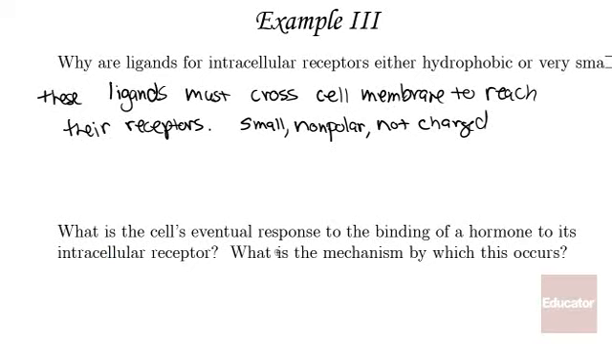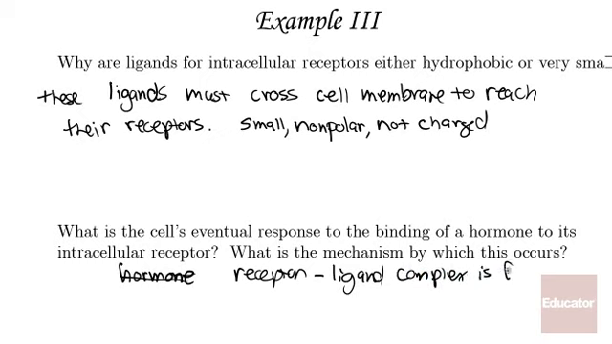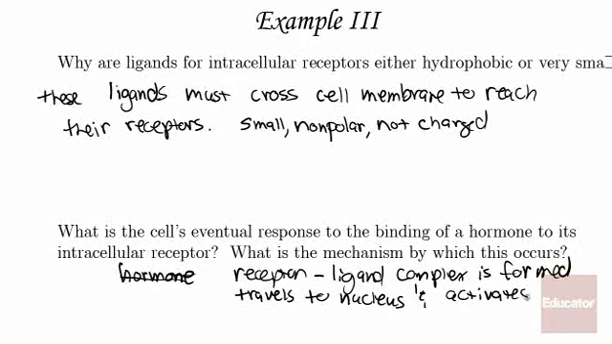What is the cell's eventual response to the binding of a hormone to its intracellular receptor? What is the mechanism by which this occurs? So when a hormone binds to a receptor inside the cell, a receptor-ligand complex is formed. This is either already in the nucleus, if the receptor is in the nucleus, or it's in the cytoplasm and it travels to the nucleus. It may already be in there. And it activates or suppresses transcription. The effect will be an increase or decrease in the messenger RNA, and then eventually an increase or decrease in the level of a particular protein.